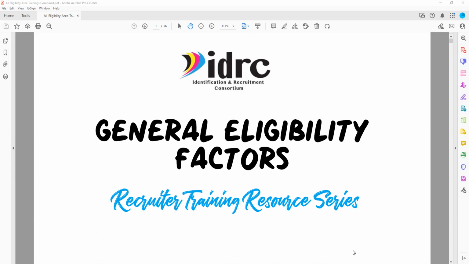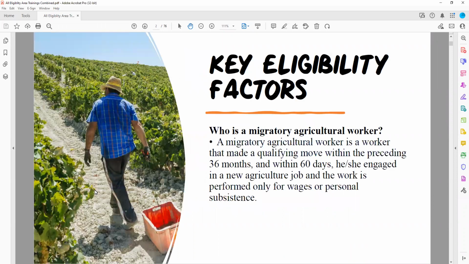So with migrant ed, there are a lot of eligibility factors that we have to go through as recruiters to determine if a family is eligible. And so we're going to start with some of the general things. So first of all, we have to find out if there is a migratory agricultural worker. So like it says here, this is a key eligibility factor.